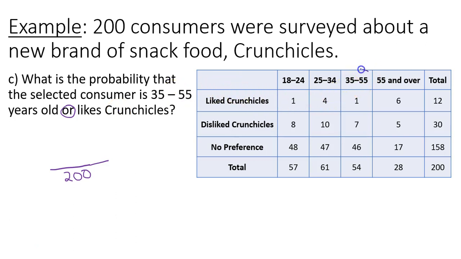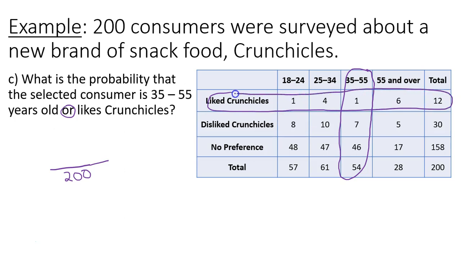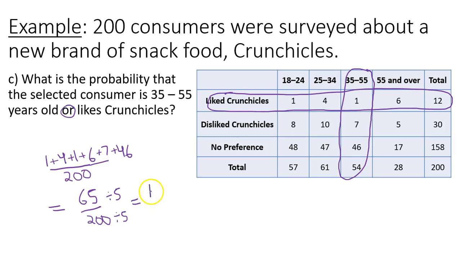So we're looking at 35 to 55 years old. We are looking at those that like Crunchicles. This will give me my numerator. So those that like Crunchicles, I had 1, 4, 1, and 6. Those in the 35 to 55 age bracket, I already counted the 1. I need to do 7 and 46. So what this is going to give me is 65 over 200, which can be simplified to give us 13 out of 40.